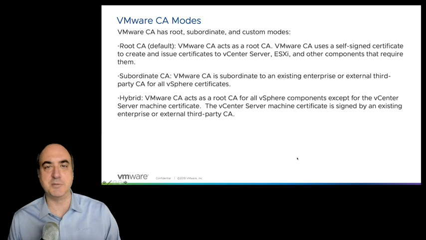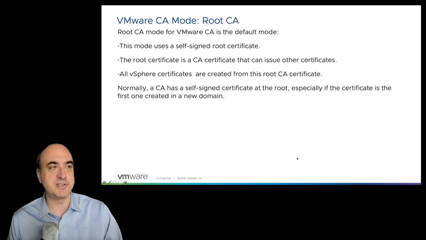So let's take a look at some of these in a little bit more detail. The root CA mode is what we just talked about. That's the default where the VMCA uses its own self-signed certificate, right? Its own self-signed root certificate, which then is the CA certificate that is used to issue all the other certificates by the VMCA. All vSphere certificates are going to be created by this root CA certificate. Normally, the CA has a self-signed certificate at the root, especially if the certificate is the first one created in a new domain. But in any case, this is the default behavior.